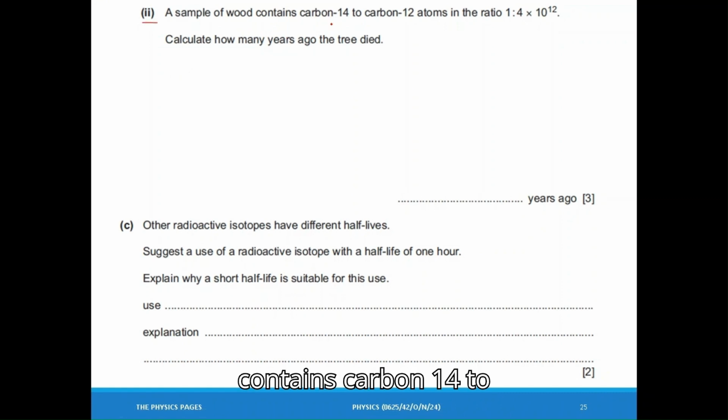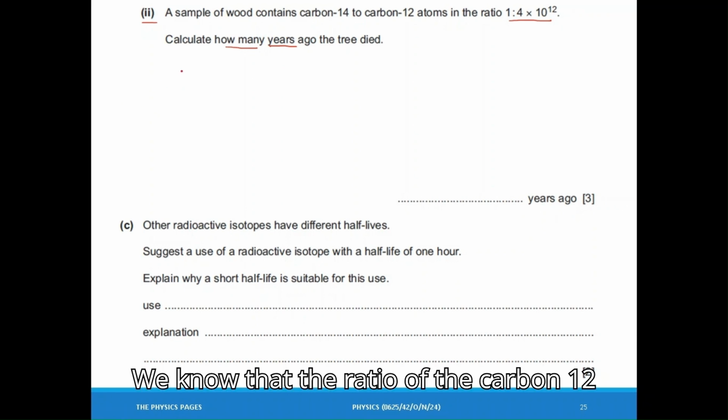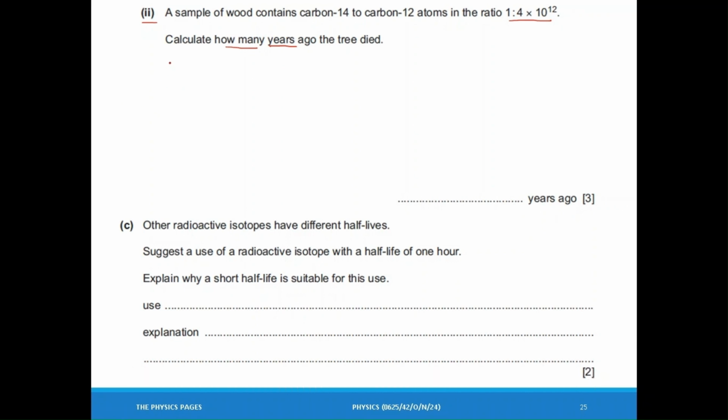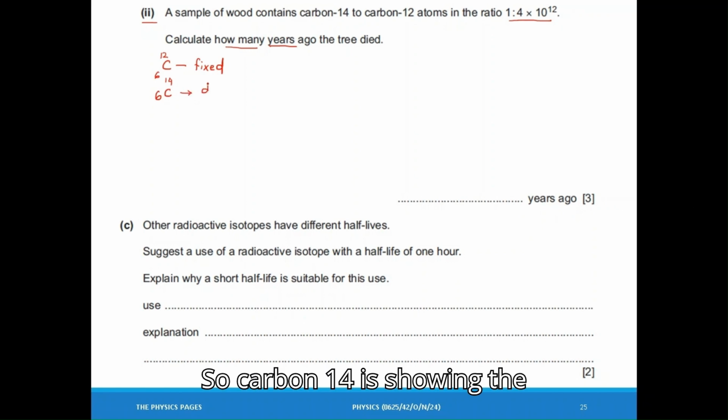Question number 10b, part 2. A sample of wood contains a carbon 14 to carbon 12 ratio of 1 to 4 times 10 to the power 12. Calculate how many years ago the tree died. We know that the amount of carbon 12 is always fixed, it does not decrease, whereas carbon 14 decreases with time. So carbon 14 is showing the decay process.